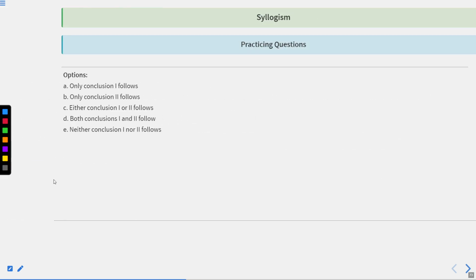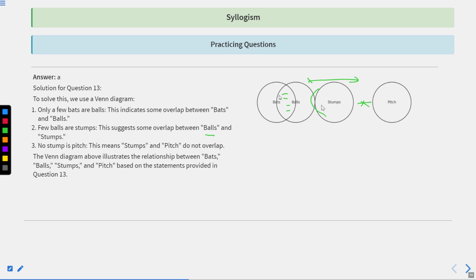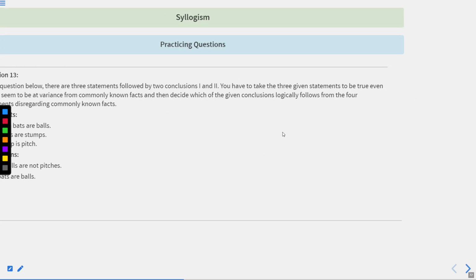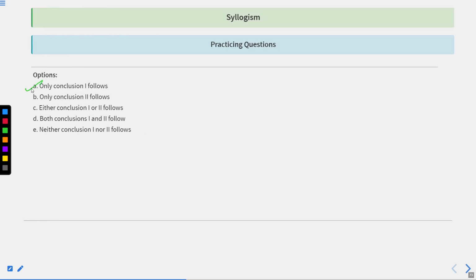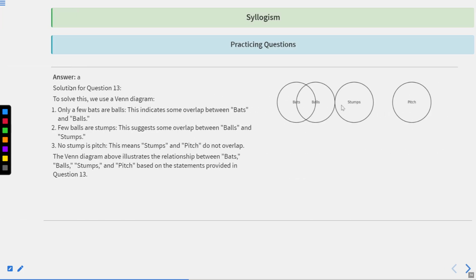All bats are balls. Is it true? It is not true, because some bats are balls. All bats are ball is a possibility. If this would have been mentioned in the conclusion, then that particular conclusion would have been true. So since it is directly saying, it is concluding that all bats are balls, which is not true, the answer would be only conclusion 1 follows.